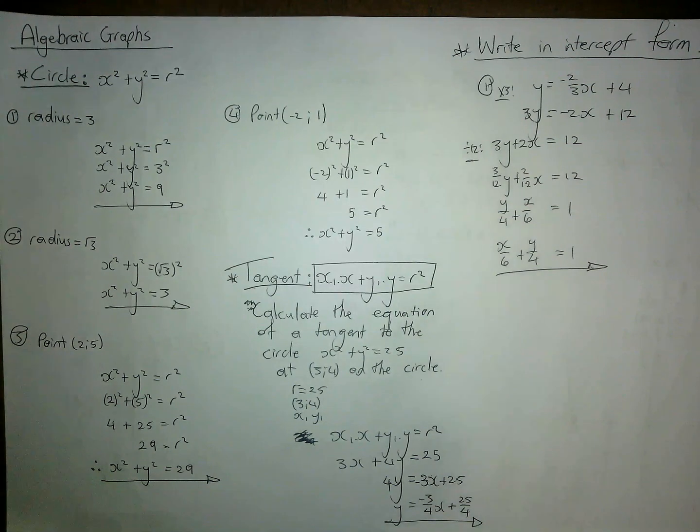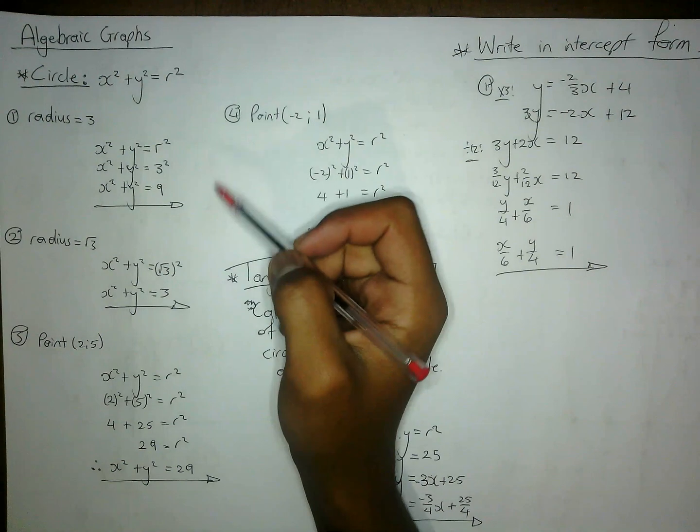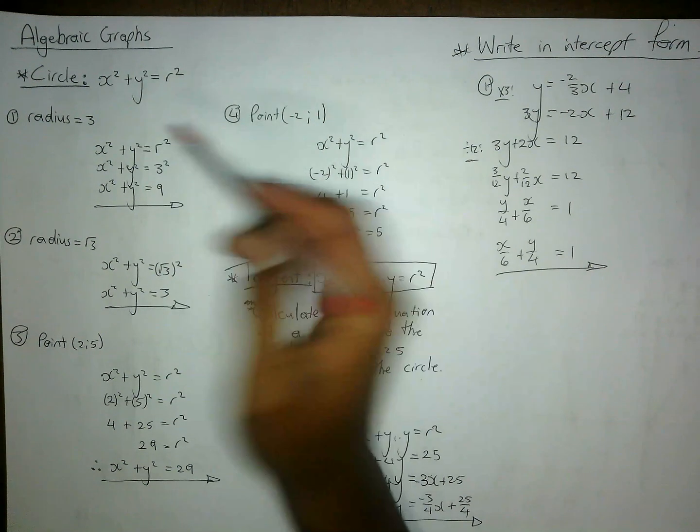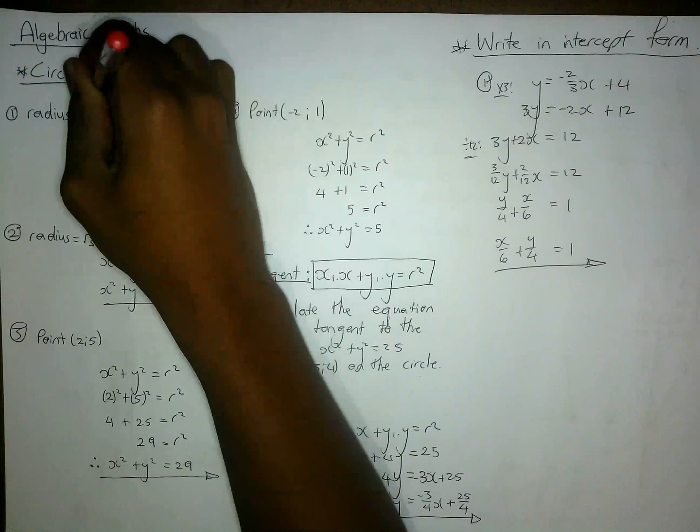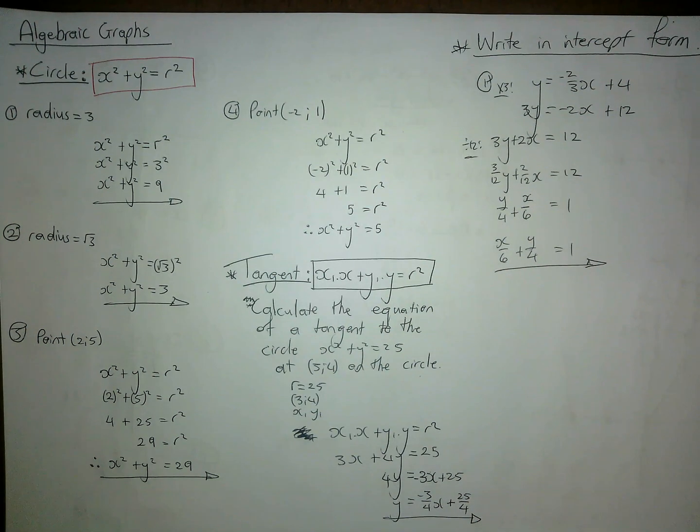Okay, so here we have the circle, and the circle is very simple. All we're doing is getting the radius. So this is our standard formula: x squared plus y squared equals r squared. Now all we're doing is putting it in its standard formula.